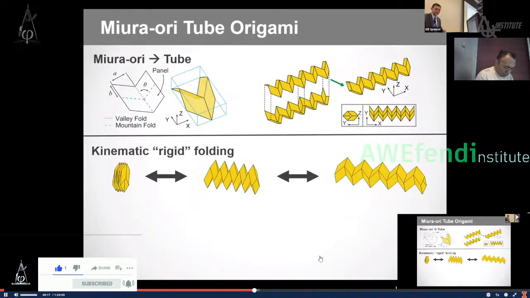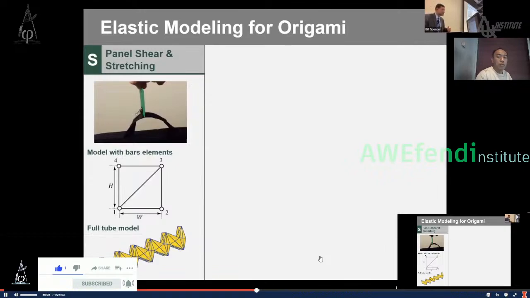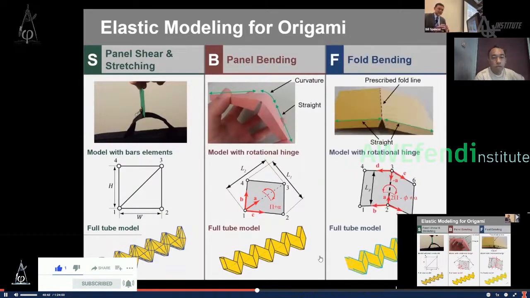And I would like to talk to you now about a few related things that we have done in 3D now, and related to tubes, like this tube that you see over there. And we wanted to go beyond not just kinematics, but also look at the elastic deformation of the system. And that's when we got the idea to do the Merlin software that I am going to show to you. That is a simplified model that we consider only panel shear and stretching, okay? As you can see here, the bending of the panel, okay? Like if this is a panel, then how it's going to bend, and the bending of the folds. Only these three deformation modes.